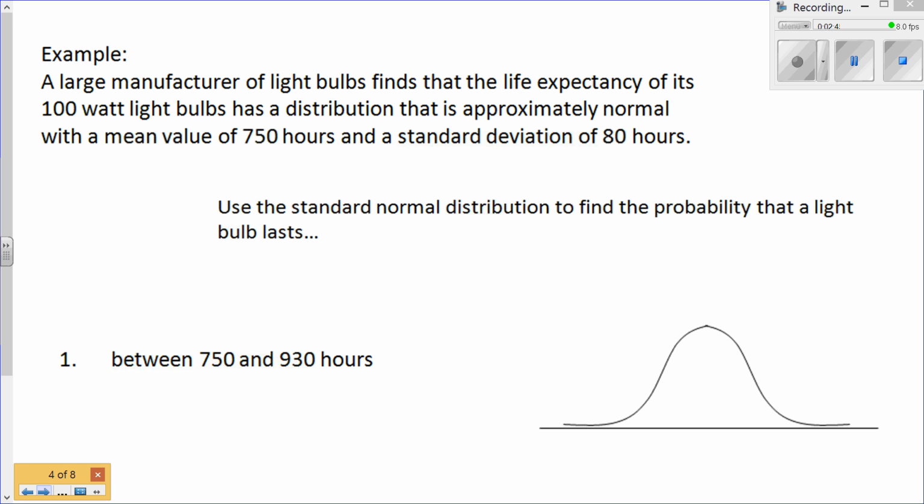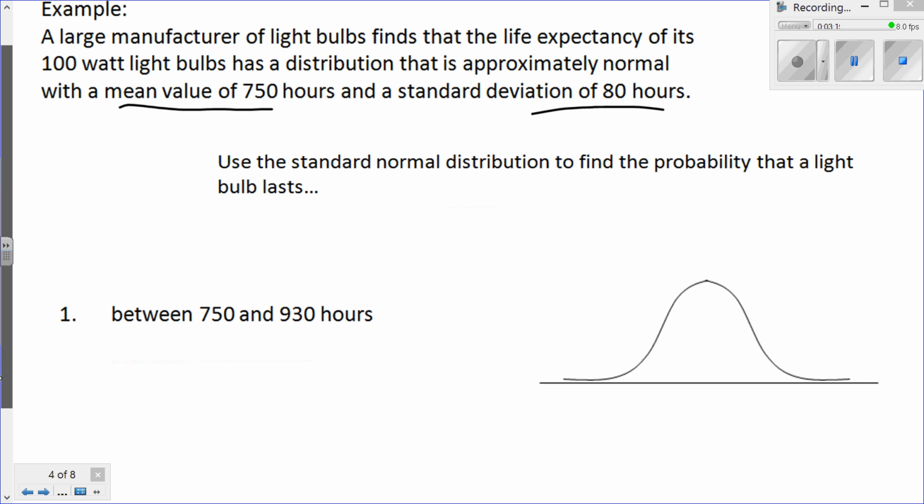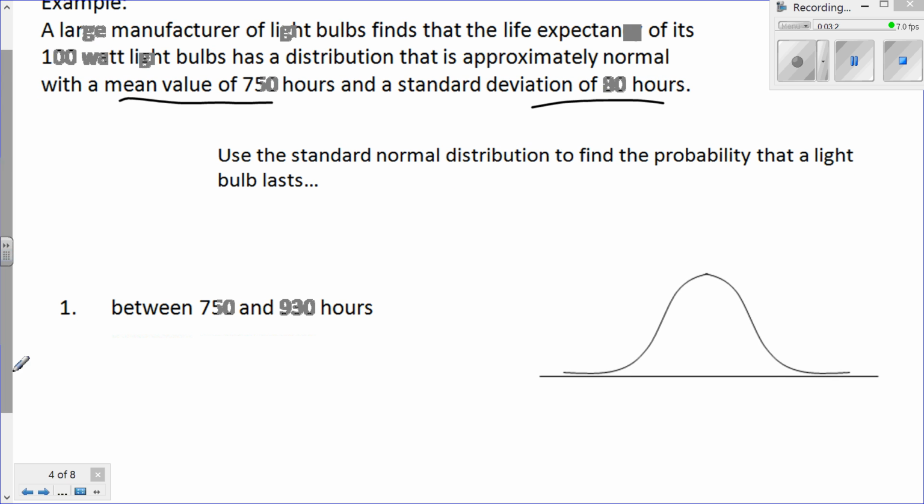So what we'll have is a large manufacturer of light bulbs that have a life expectancy with a mean of 750 and a standard deviation of 80. The interesting thing about this is we can find all sorts of information out, and all we need to know is that it's 1, normally distributed, 2, what its mean is, 3, what its standard deviation is, and we can find out all sorts of different probabilities. So we want to use a standard normal distribution to find the probability that a light bulb is going to last between 750 and 930 hours.